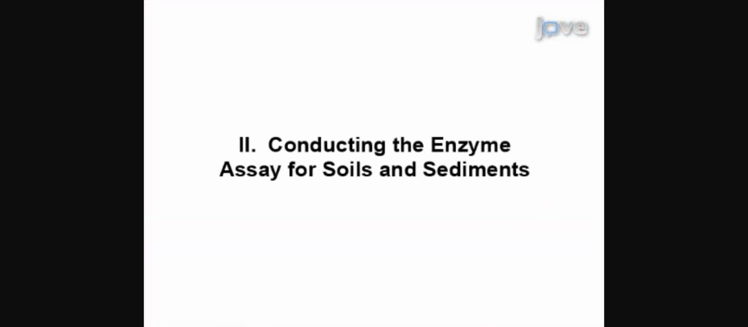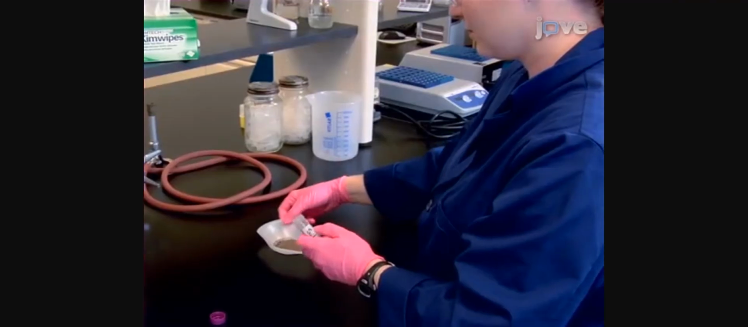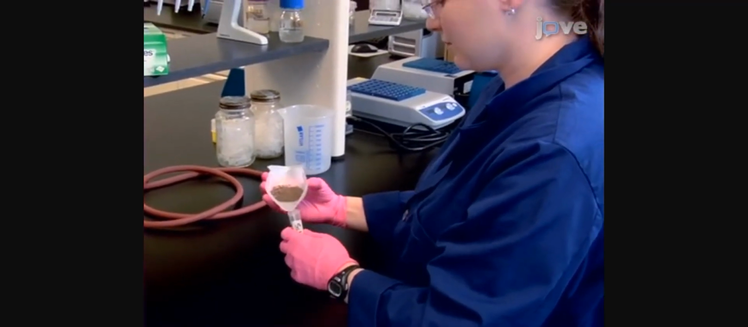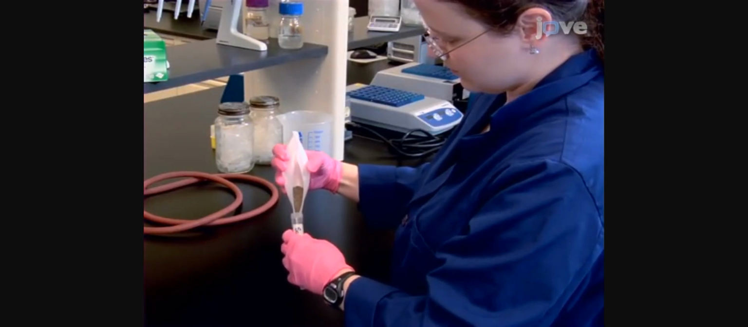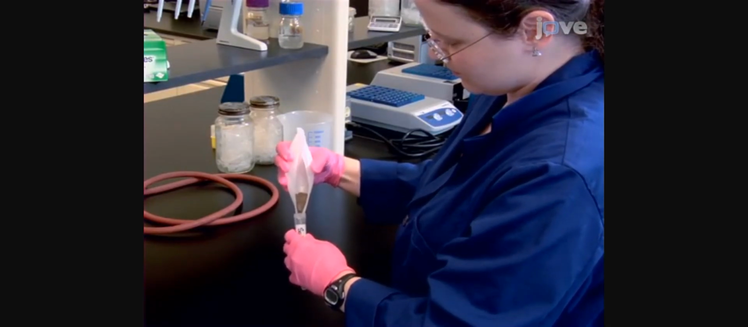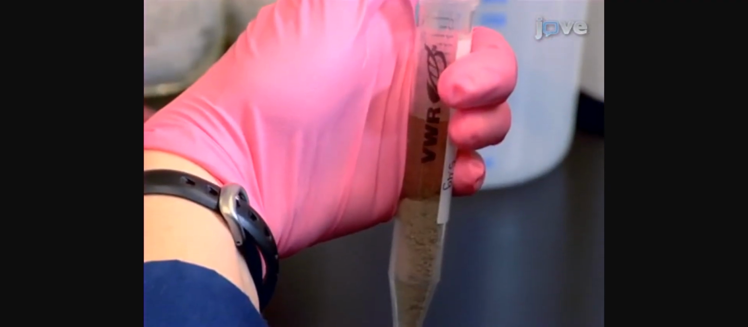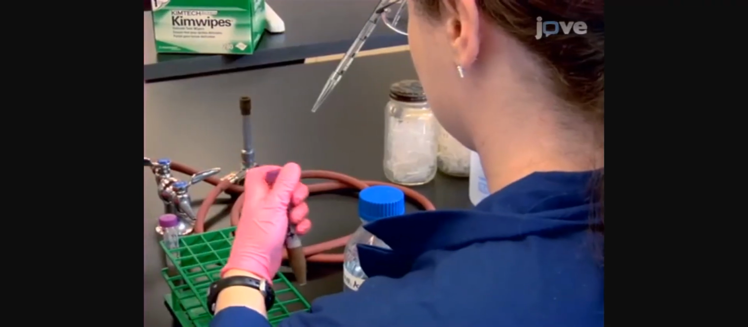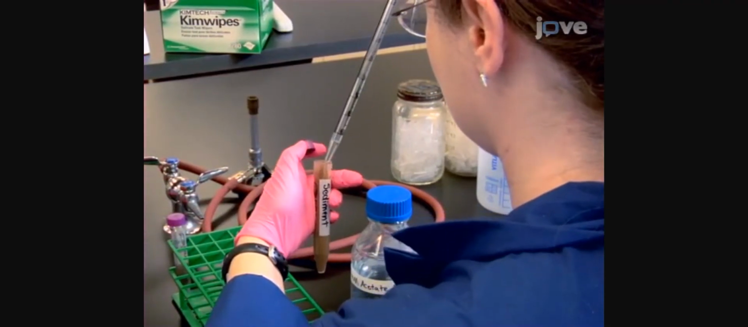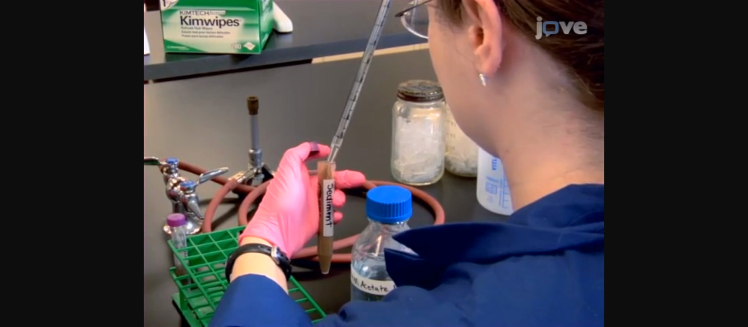Colorimetric analysis of extracellular enzyme activity for soils and sediments begins with preparation of substrate, buffer, and standard solutions as described in the text protocol. For soil, prepare a slurry of each sample to be assayed in a sterile 15 milliliter centrifuge tube at a concentration of approximately 1 gram per milliliter using 50 millimolar acetate buffer. For sediments, add enough acetate buffer to make the slurry easily pipettable.